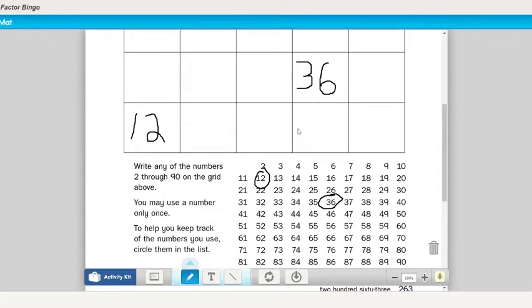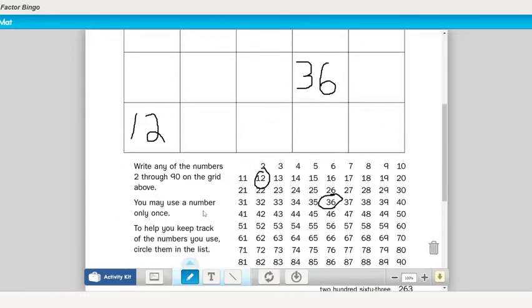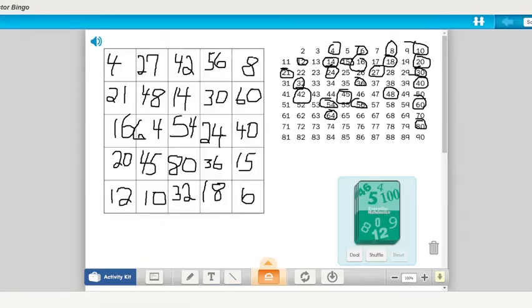I want you to go ahead and do this until your entire board is covered. You can only use the number once, so once you use it, make sure you circle it so you don't use it again. Go ahead, fill up your board. Now that your board is all filled up, it should look something like this. We're going to talk a little bit about how to play the game.